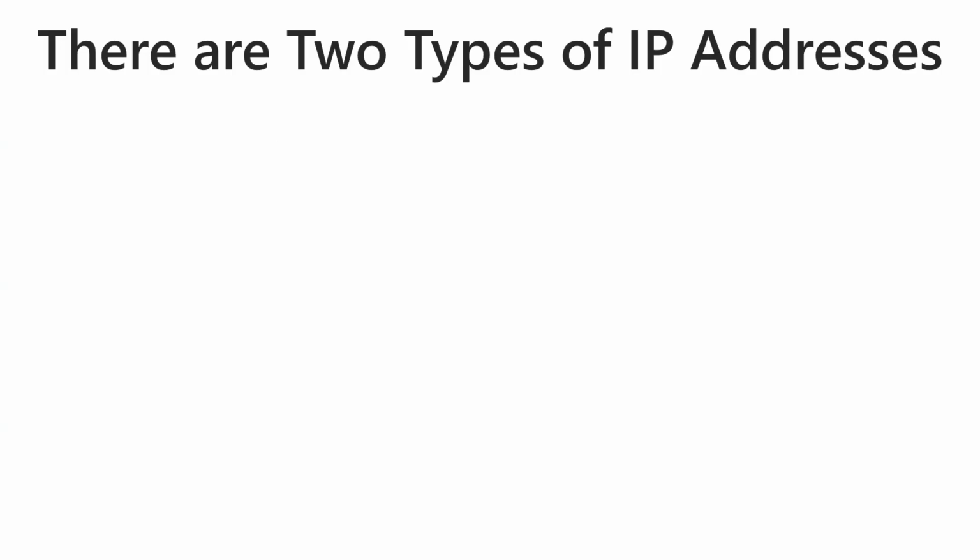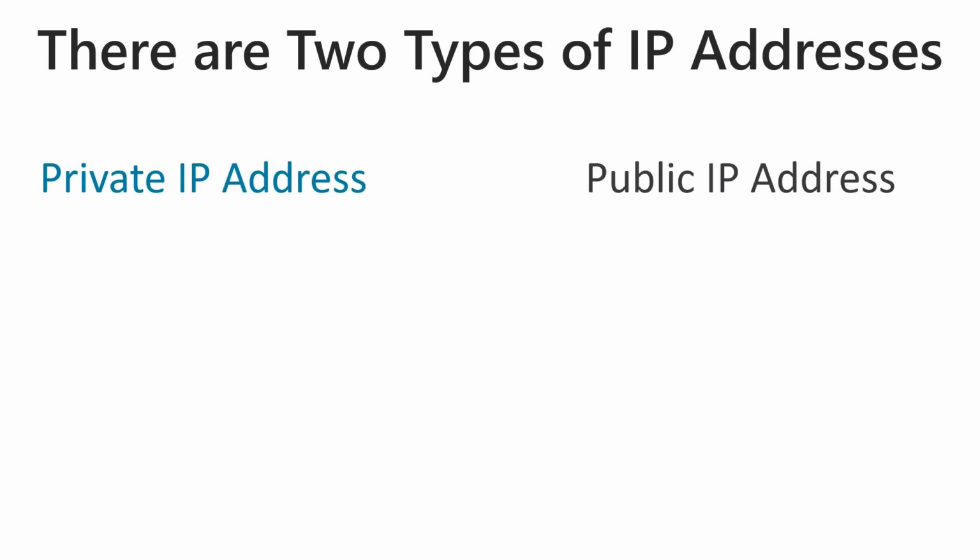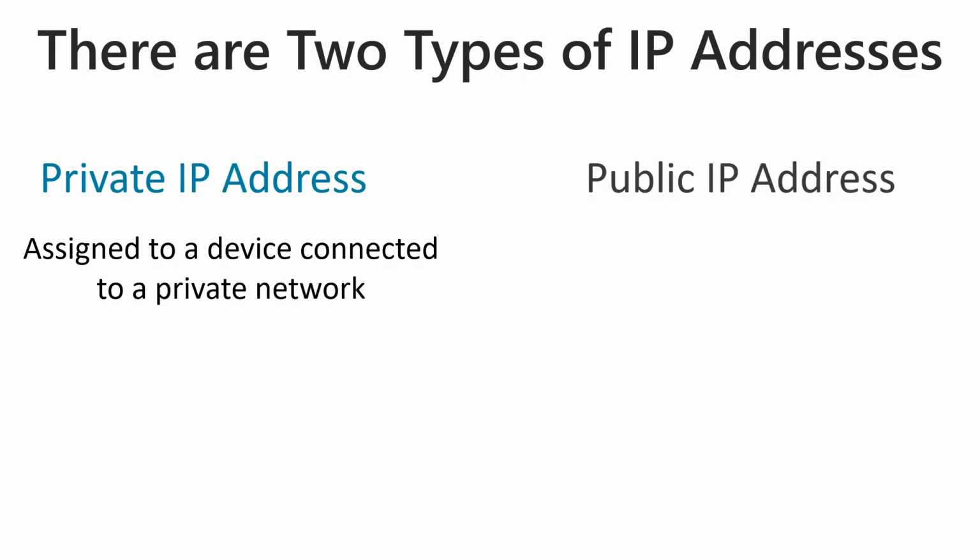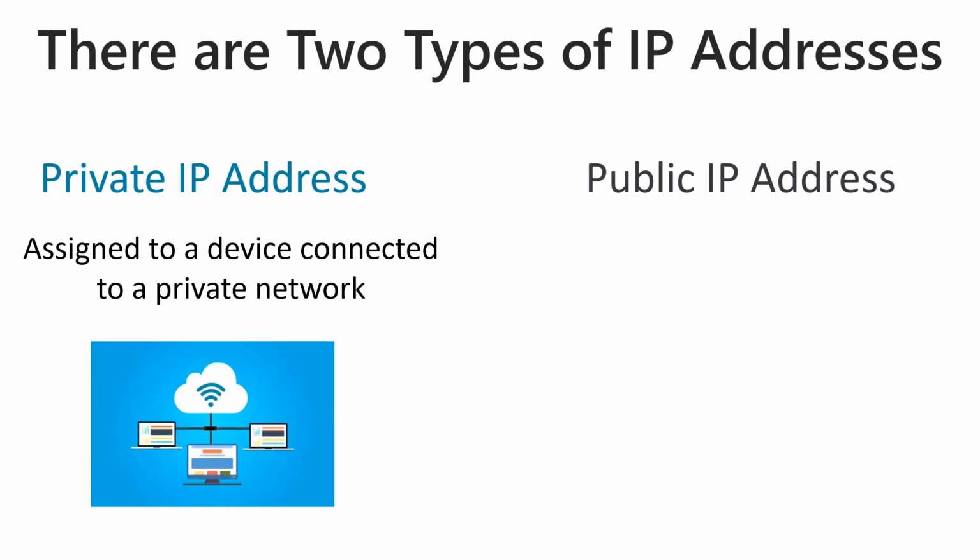IP addresses are of two kinds: private IP address and public IP address. Your device is assigned a private IP address when it is connected to a private network, such as a network created using Wi-Fi. The private IP address is unique within the private network only. All the devices connected to the same private network share the same public IP address.